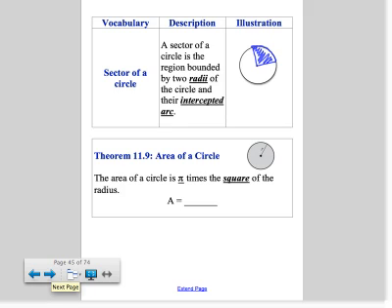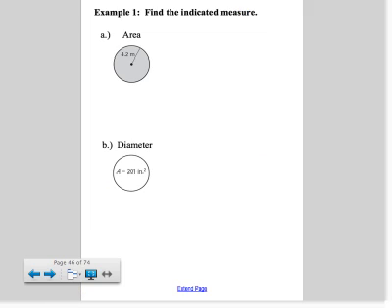And so the area of a circle is something that we need to review real quick beforehand. The area of a circle is given by the formula pi r squared. There's no secondary formula like there was for circumference. A equals pi r squared, where r is the radius of the circle.